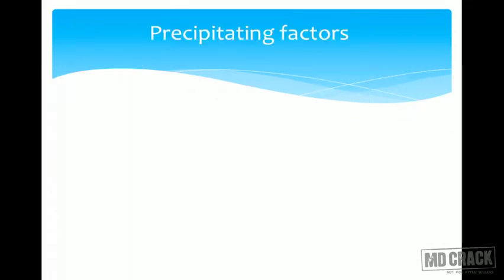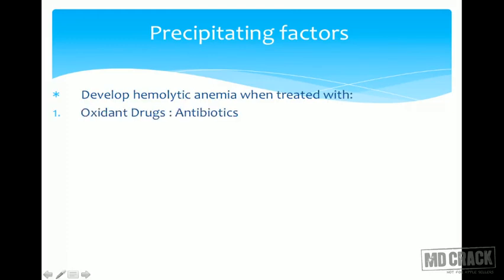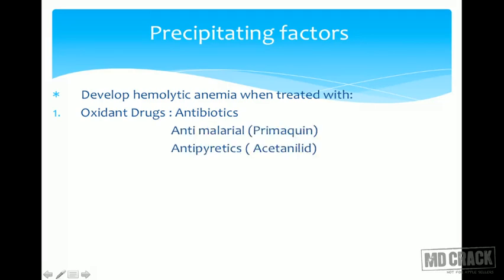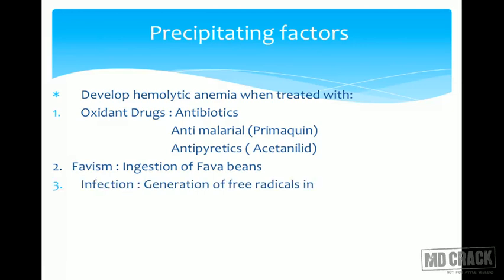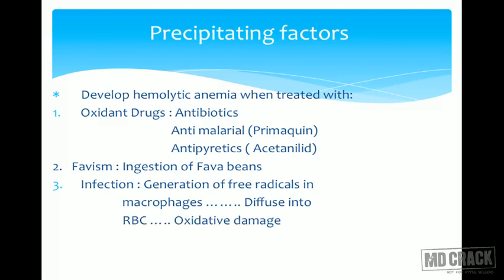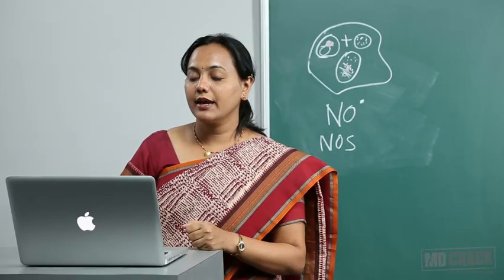Are there any precipitating factors? Yes, they develop hemolytic anemia when treated with oxidant drugs like antibiotics, anti-malarials, antipyretics. We call them the 3 A's drugs which precipitate G6PD hemolytic anemia. Favism also precipitates it. Infection also does, where there is generation of free radicals in macrophages which diffuse into the RBCs and cause oxidative damage. So that also leads to hemolytic anemia.